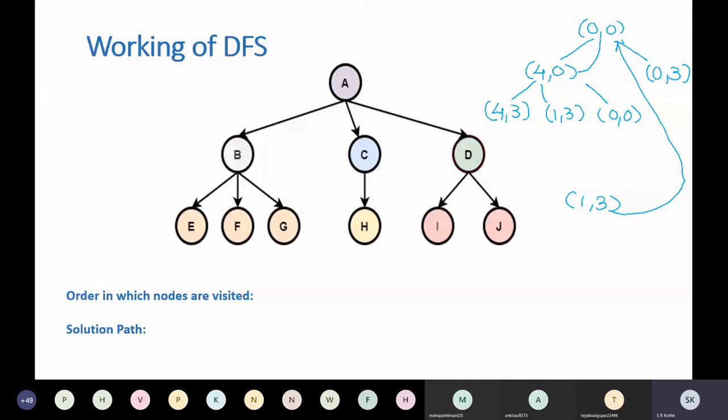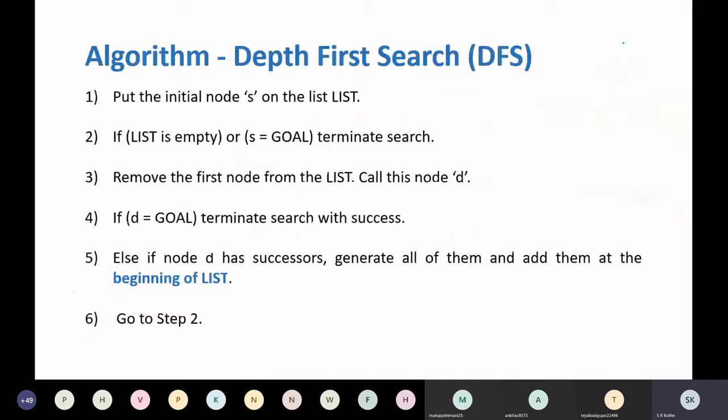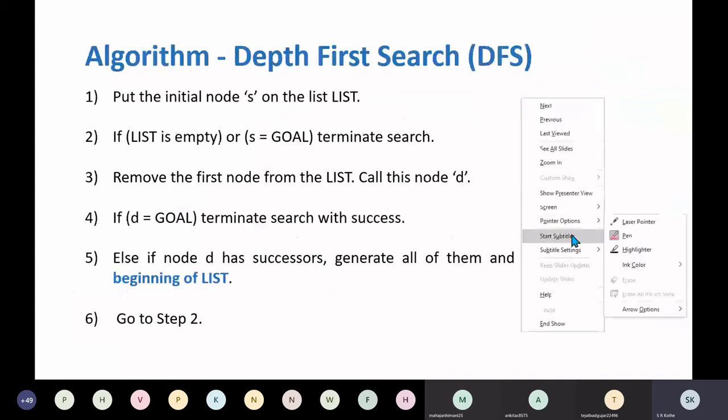Now, whatever algorithm we have discussed works on a tree search space, but if your search space is a graph search space, you will have to modify the algorithm a little bit. So after understanding the working of this algorithm, let us put this procedure in algorithmic form.